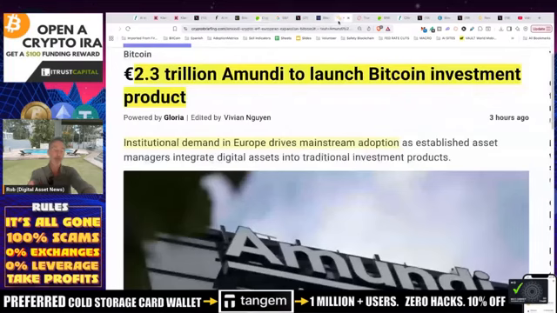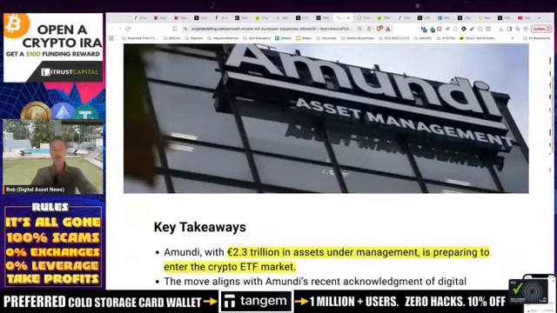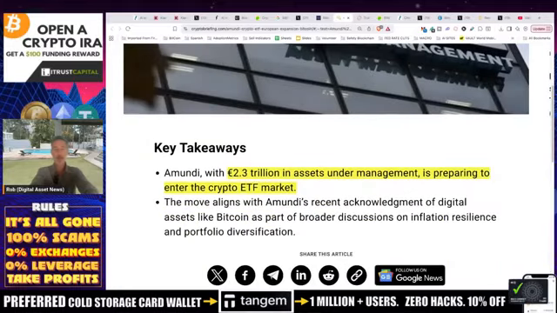And then also, speaking of ETFs and institutions, I've never heard of these guys, but apparently they have 2.3 trillion euros under management. So if you do a conversion, it's like 2 trillion. So congratulations. $2 trillion a Monday to launch Bitcoin investment product. Now these guys are based in the EU. Institutional demand in Europe drives mainstream adoption. 2.3 trillion assets under management is preparing to enter the crypto ETF market.